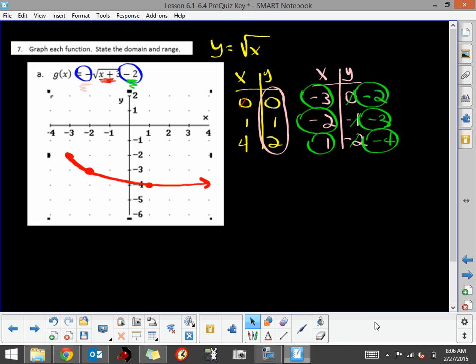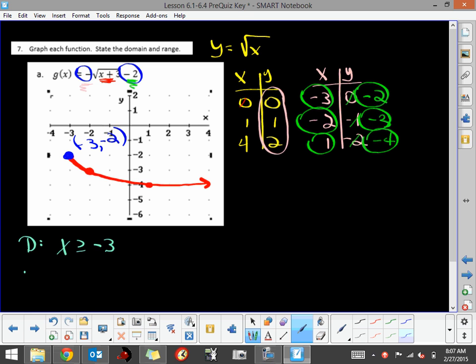We're also asked to describe the domain and the range. The domain and range are really determined by this one point right here where our graph begins. It's the ordered pair negative 3, negative 2. So we know our x values have to be greater than or equal to negative 3 for our domain. And our range values, our y values, have to be less than or equal to negative 2.